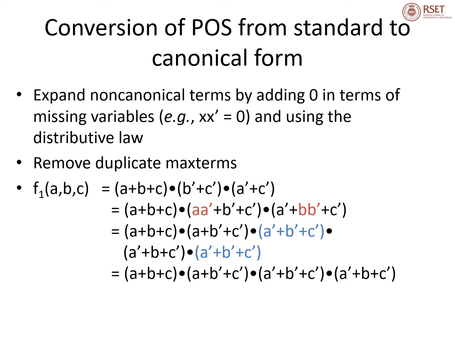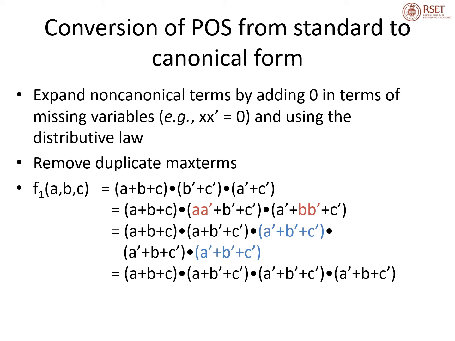As we have seen that x complement is equal to 0, and using the distributive law. As a second step, wherever duplicate occurs, you can remove those duplicate max terms. So in the expression, when you take the first expression, you could see that the second and third terms of the product of sums have the missing a and b respectively. So include that a complement in the second term and the b complement in the third term.